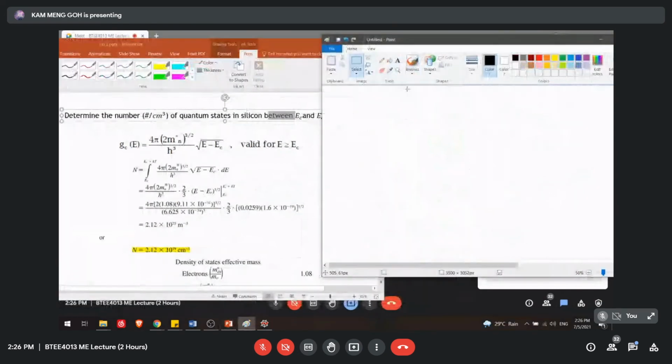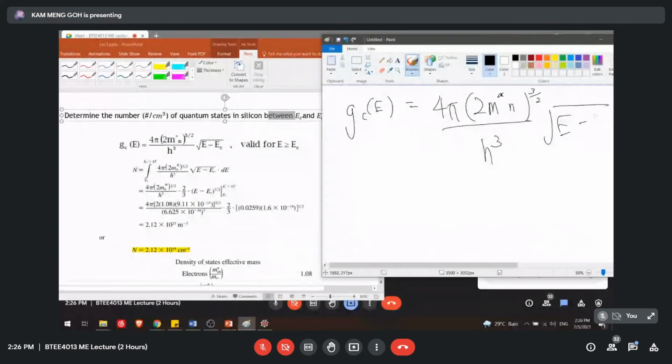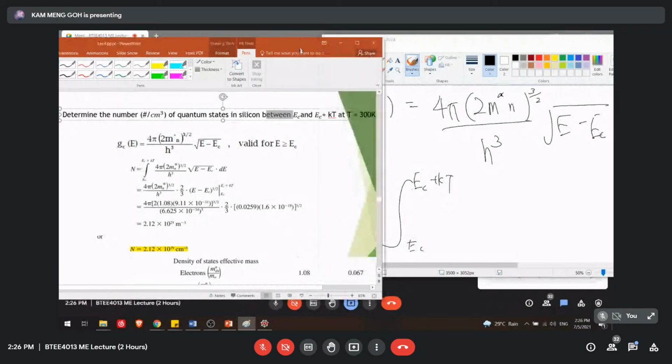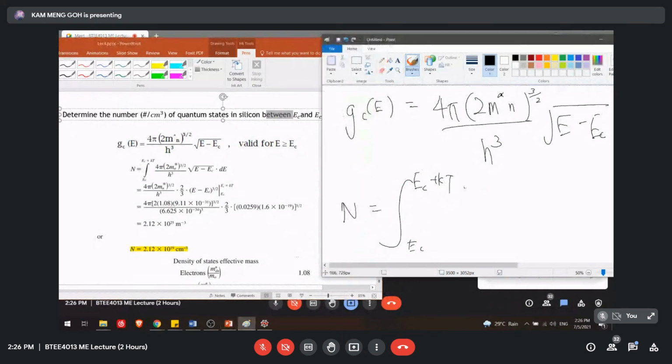In order for us to do this, everything looks normal: 4 pi (2mn asterisk)^(3/2) over h cubed, times square root of (E minus EC). We also do the integration. Right now the limits are EC plus kT and EC. Remember, we put the highest one at the top and the lower one at the bottom, and this equals 4 pi (2mn asterisk)^(3/2) over h cubed, times (E minus EC).